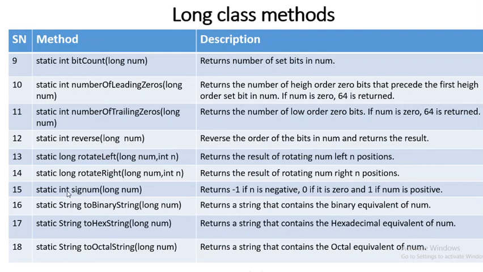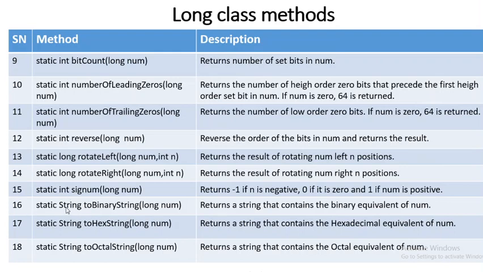Return type is int, signum(long num). Whatever number num you use here, the return value will be the integer which specifies the sign of the number. If the number is 0, the return will be 0. If the number is negative, the return will be -1. If the number is positive, the return will be +1.